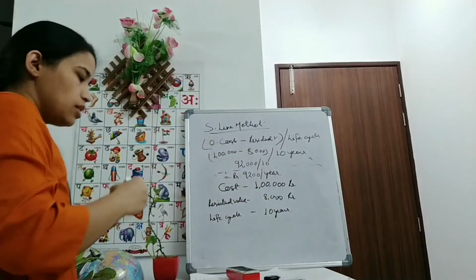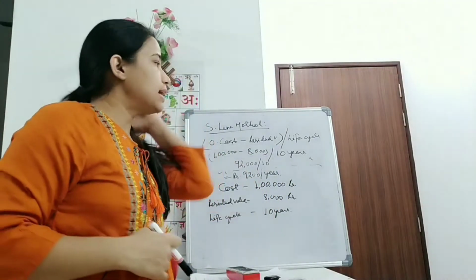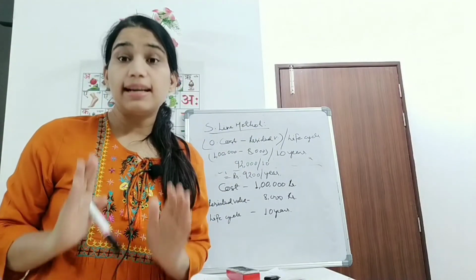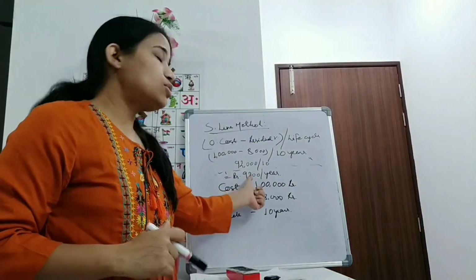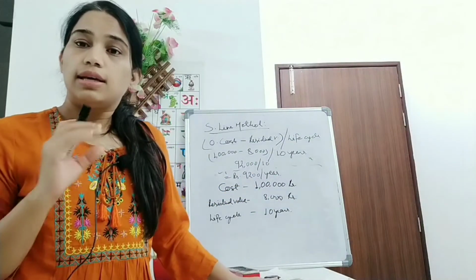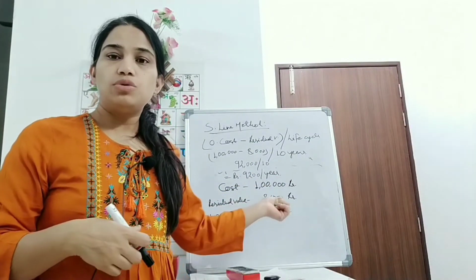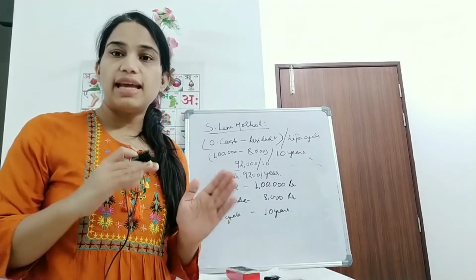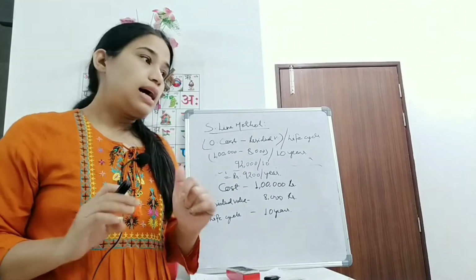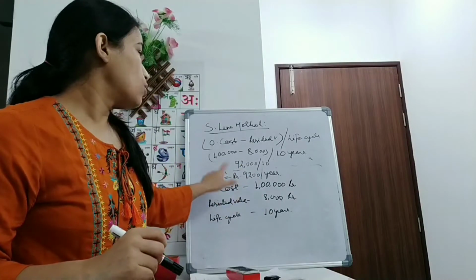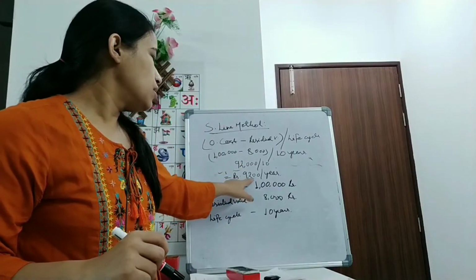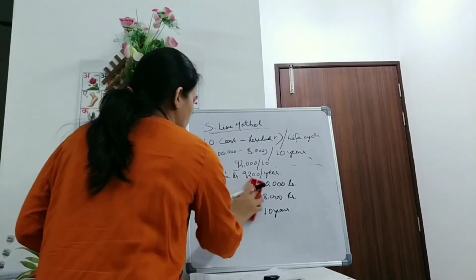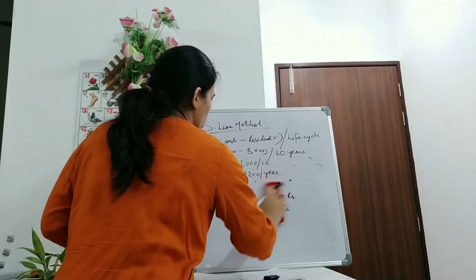So here we can say that the calculated depreciation as per the straight line method will be 9,200 rupees. This amount will be reduced from the cost of the machinery every year by the company until the cost of the machinery reaches its residual value. I'm just showing it for 2-3 years.